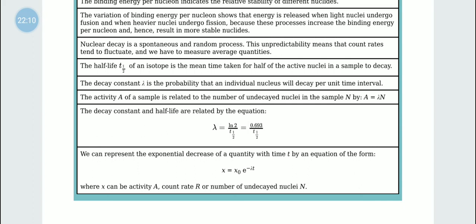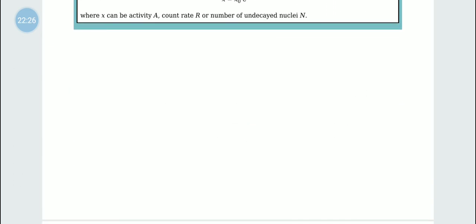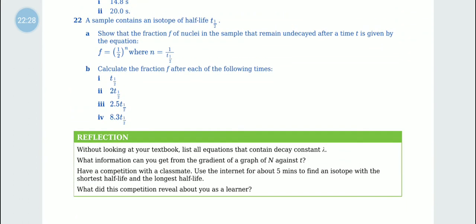Then exponential decrease of a quantity with time t can be described by an equation of the form x equals x0 e to the power negative lambda t. x can be activity A, the number of undecayed nuclei N, or the count rate R. I hope it makes sense. Please do all the questions before you move on to the next video.